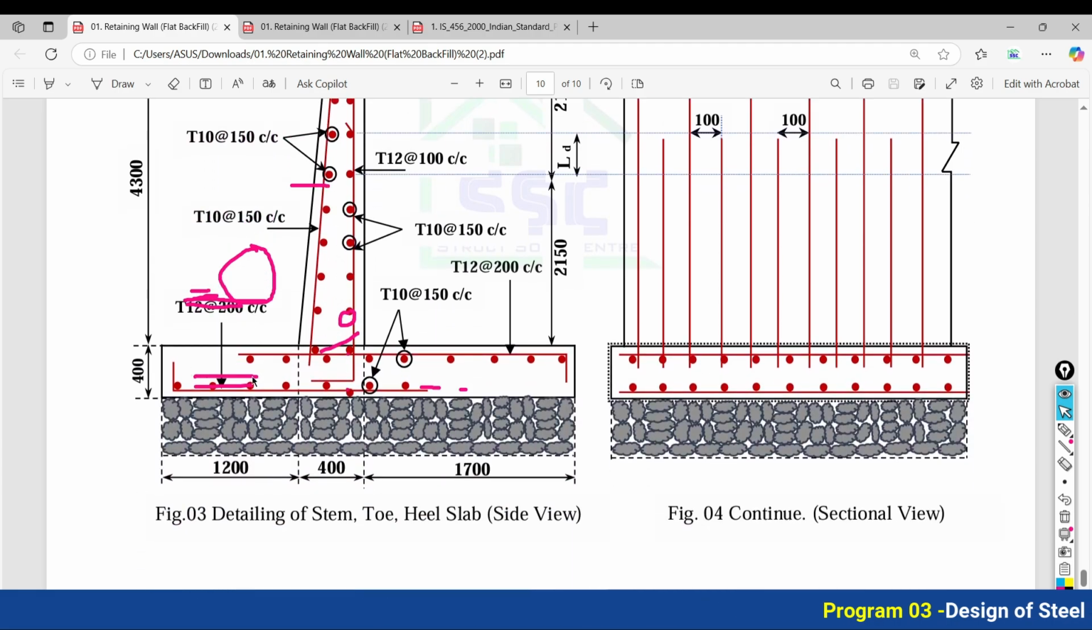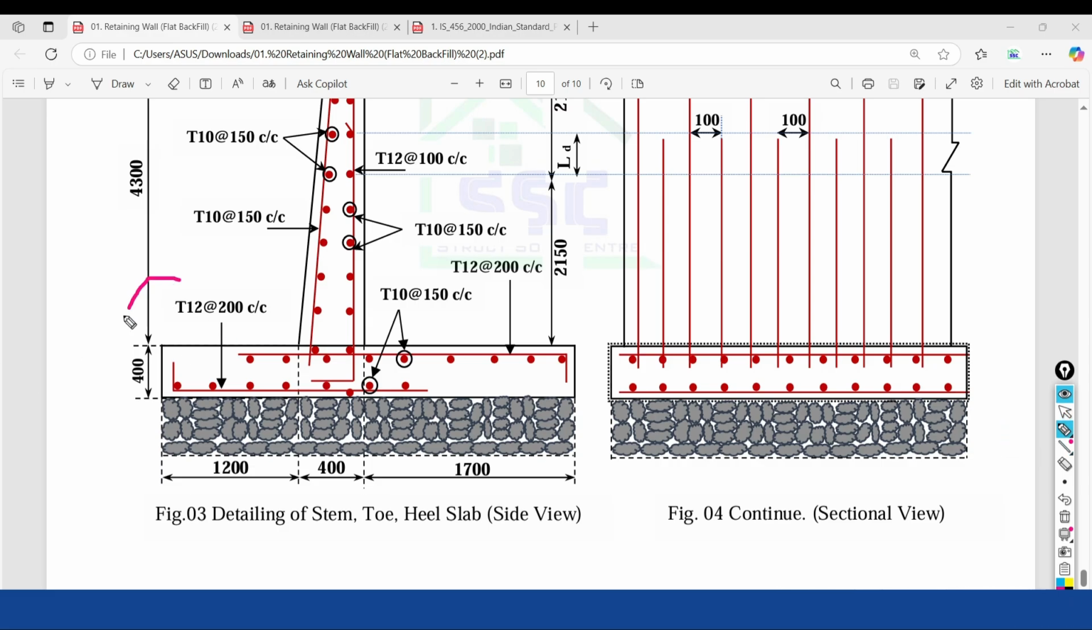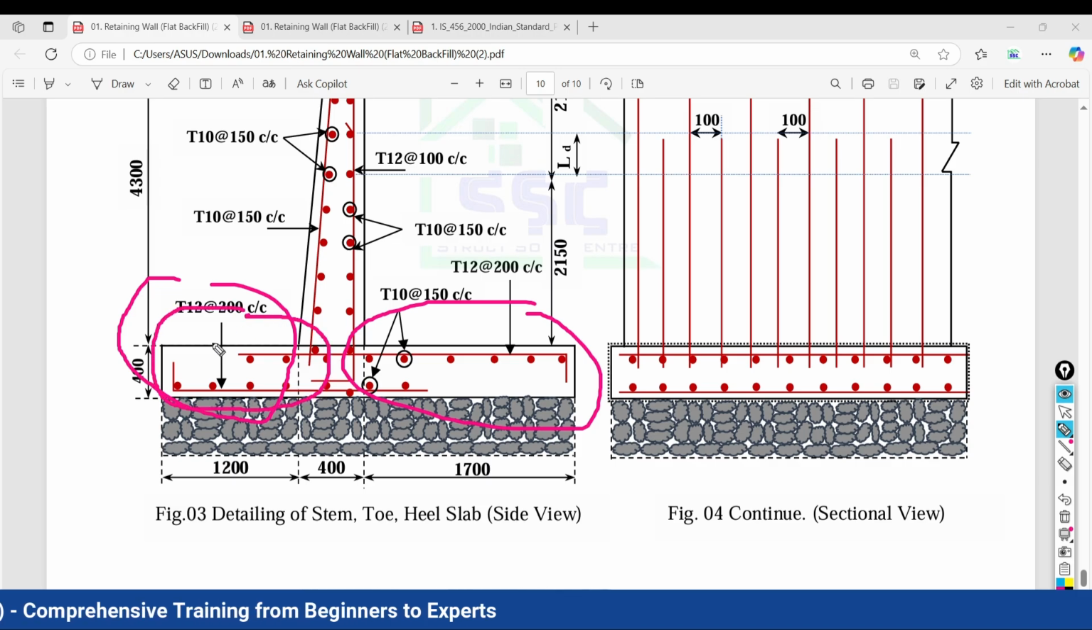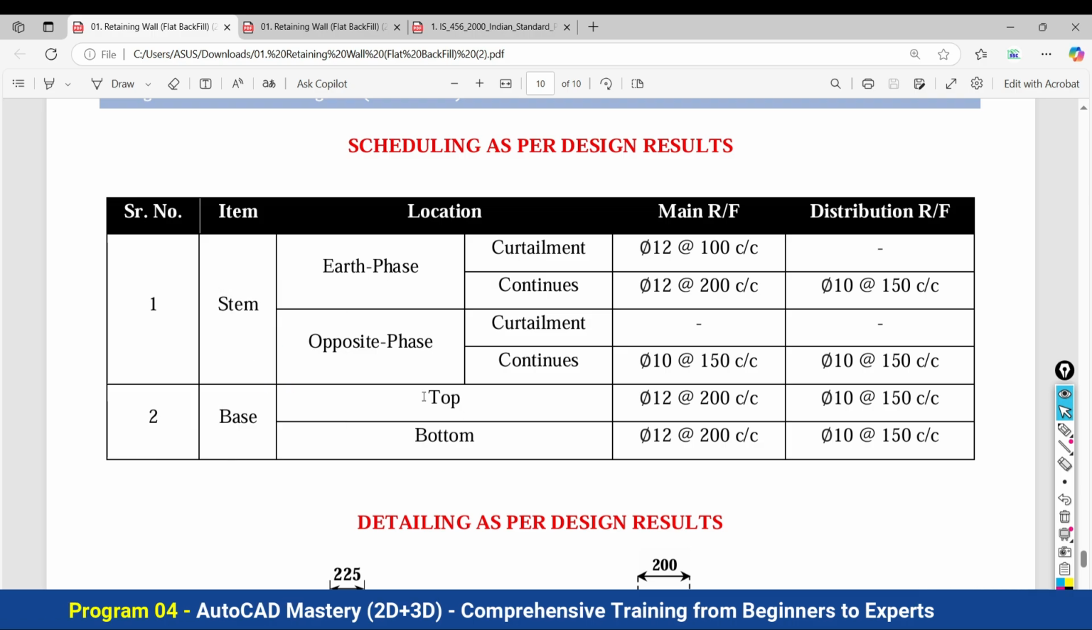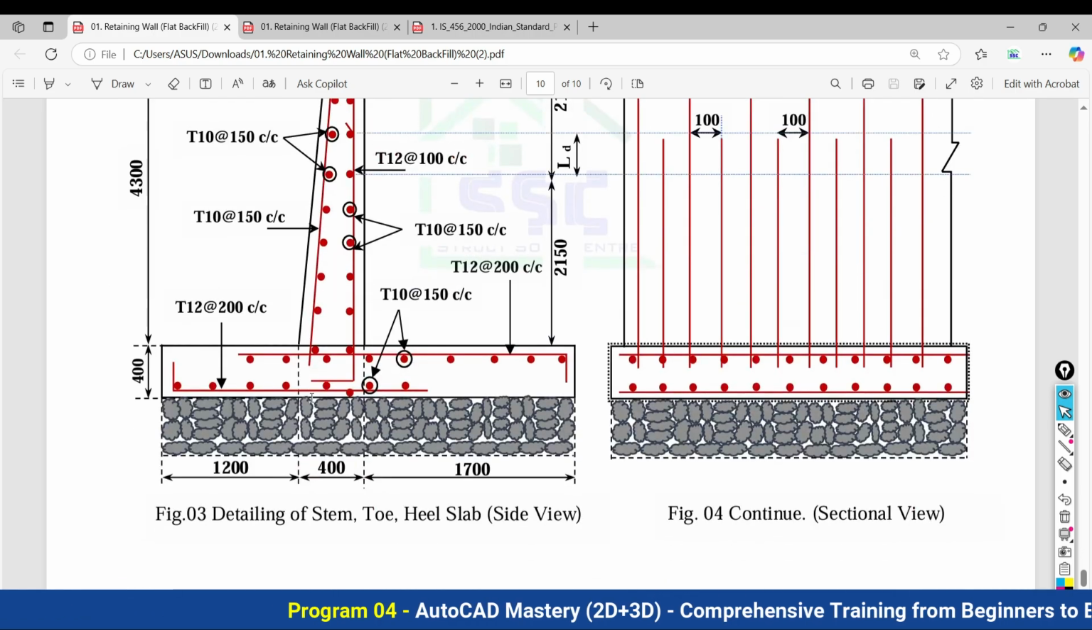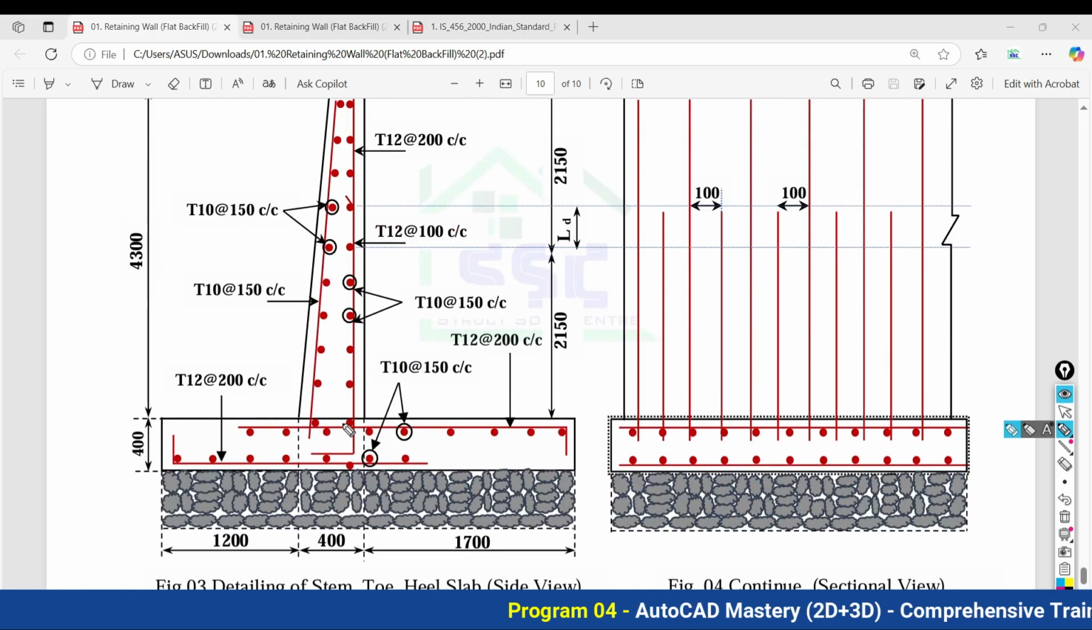Now come to talk about the base. We have designed our base in two parts. One is your toe slab, another one is your heel slab. So firstly we are going to write the reinforcement for the toe slab base. For the heel slab, top reinforcement is required, and for the toe slab, bottom reinforcement was required.